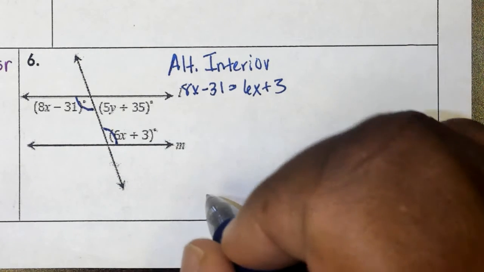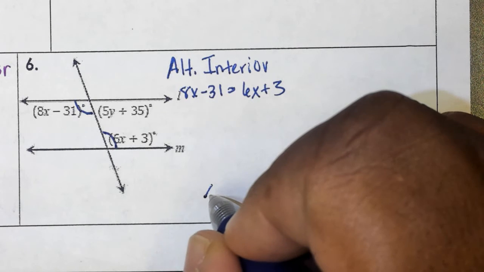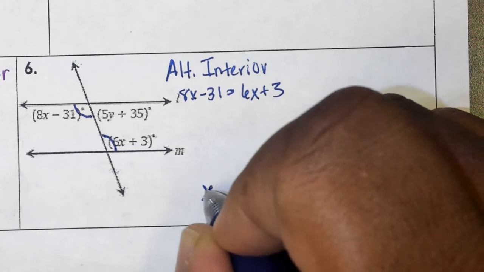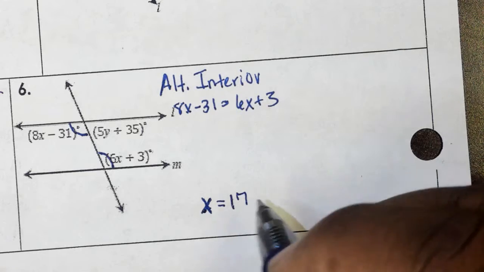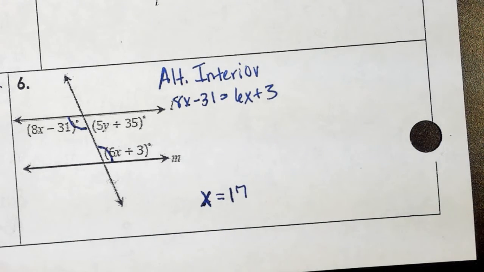X equals what? 70? Make sure y'all solve the equation now. Y'all should be waiting on me to solve no equation. But you should get x equals 17 if you did it correctly.